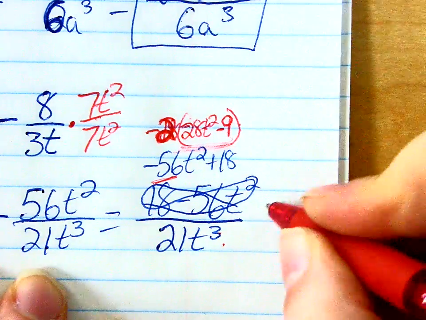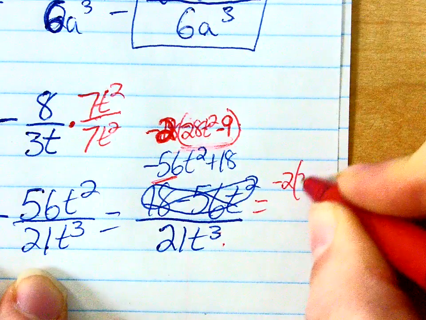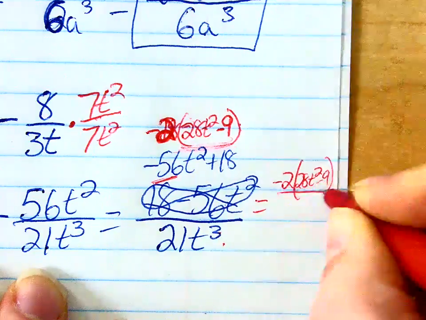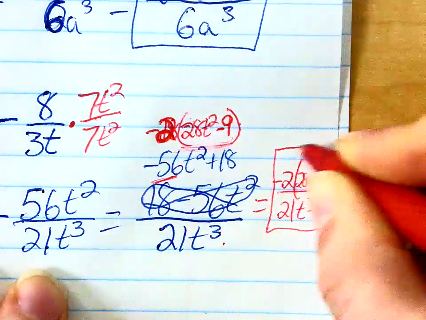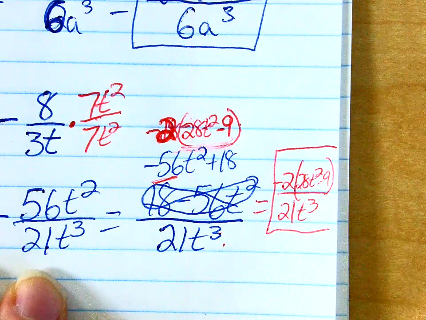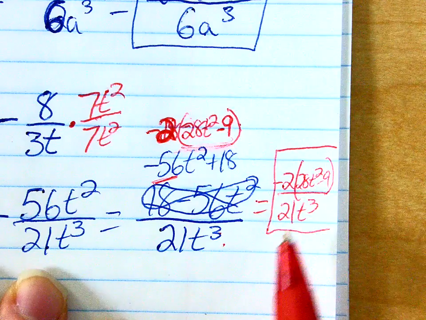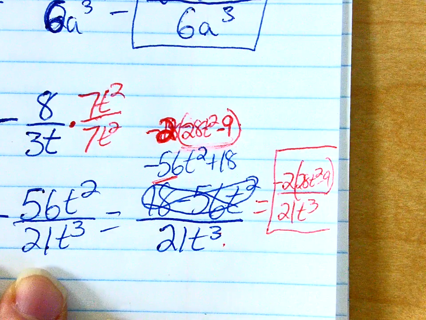So let's write our answer nice and neat. We'd have negative 2, 28t squared minus 9, all over 21t to the third. What if you have 2 and then in parentheses 9 minus 28t squared over 21? You have a positive 2 on the outside? Yeah. That's fine.